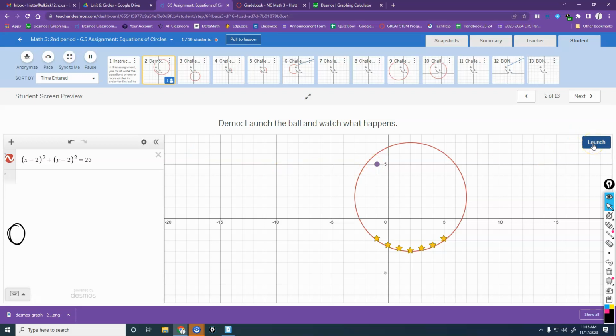Have you guys done some of these on Desmos Classroom before? I love them. I think they're pretty cool. So, we'll do the first one together. All right, this one is just a demo. It's just showing you what it's going to do. The purple is where the balls are going to drop from, and you want it to hit all of the stars to make them go away. If it makes all the stars go away, it is a success.